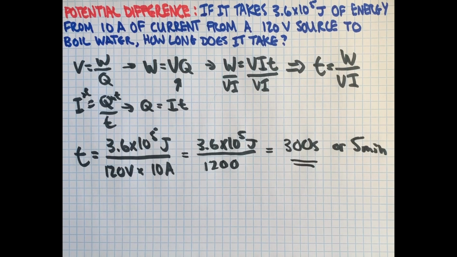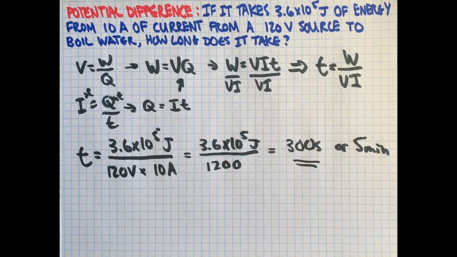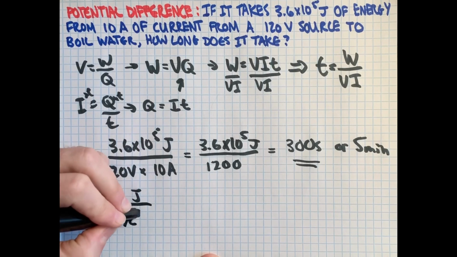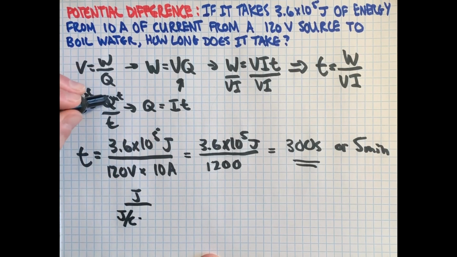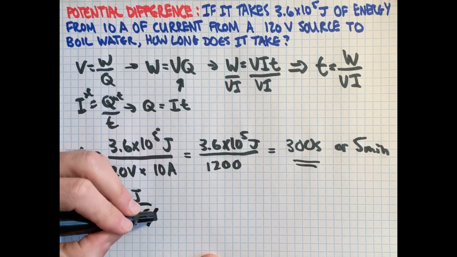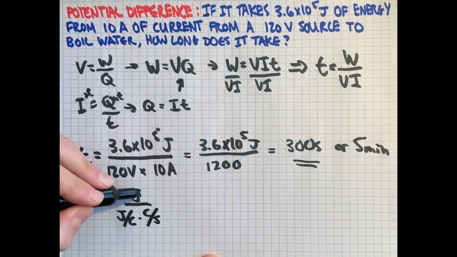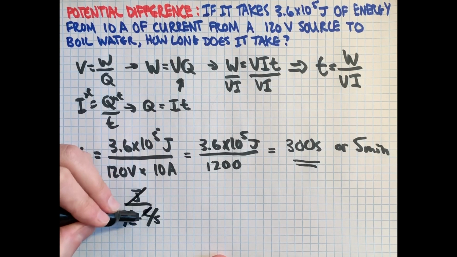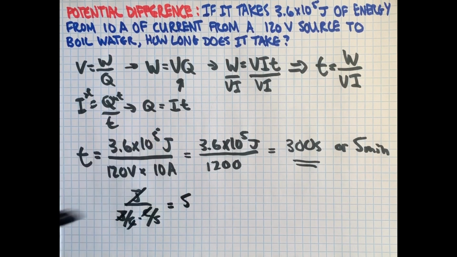If we want to look at the units a little more carefully here, we know that there's joules on top. Voltage is joules per charge, or joules per coulomb, times amps, which is coulombs per second here. And we're left with a fraction of seconds on the bottom, which moves it up. Joules cancel, coulombs cancel, coulombs cancel. And we're left with seconds, which was what we got as our answer.